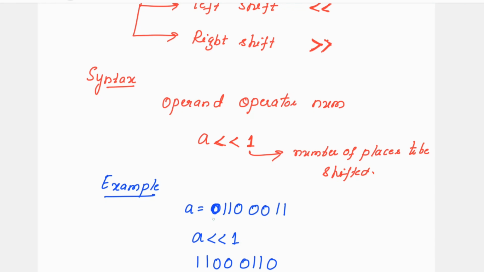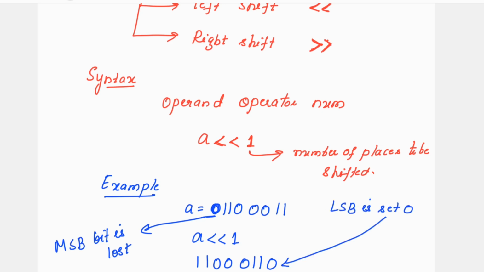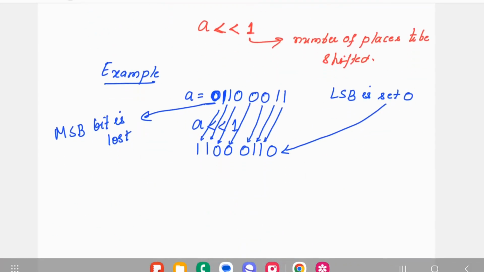So finally what will happen? The most significant bit of A is lost. Here this bit is lost. The LSB is set to 0. Shifting by one position means this bit has come over here, so one more position is required, and that is set to 0. This is called the left shift.